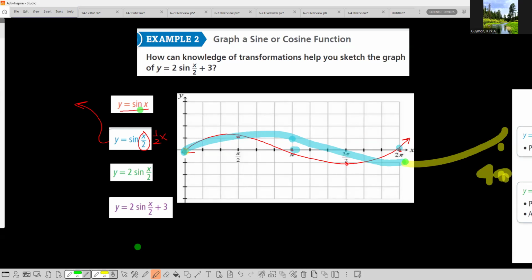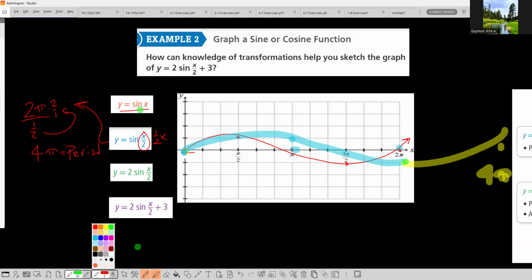And again, what the 1/2 does is it changes the period. You do 2 pi over the 1/2 because you multiply by the reciprocal. So your period now is 4 pi. The 1/2 makes it take longer because only half of our graph is done in the 2 pi. So what happens on this next green one?